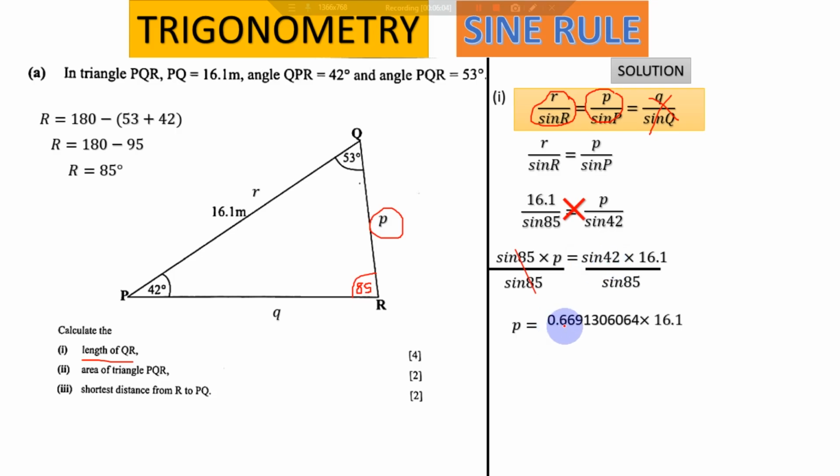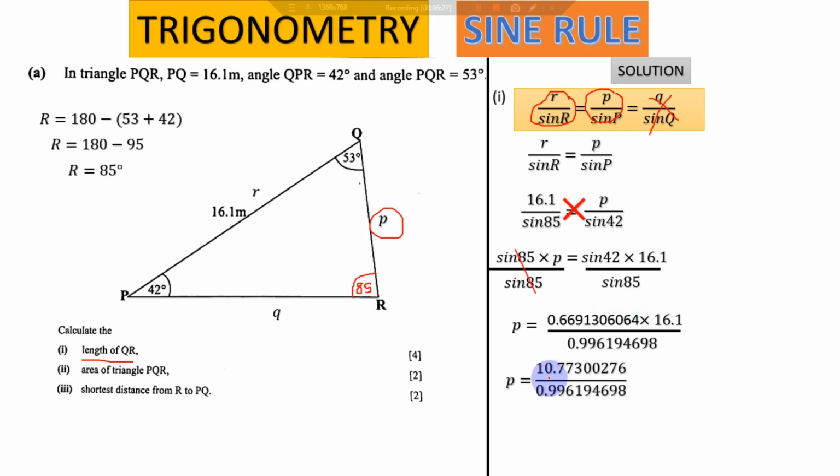We're going to have 0.6691306064 times the 16.1 divided by, again, punch what is sine 85. You're going to have that value. Please do not skip any step. It's a 4-mark question. So multiply what is on top here.